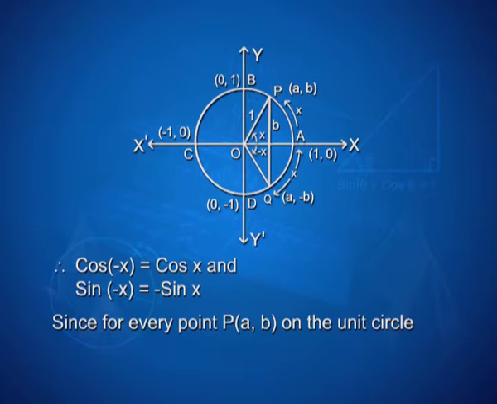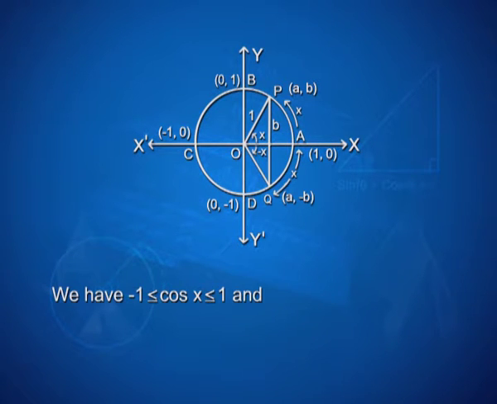Since for every point P(A, B) on the unit circle A lies between minus 1 and 1, we can write minus 1 is less than or equal to A is less than or equal to 1, and minus 1 is less than or equal to B is less than or equal to 1. We have minus 1 is less than or equal to cos x, which is again less than or equal to 1, and minus 1 less than or equal to sin x less than or equal to 1 for all x.